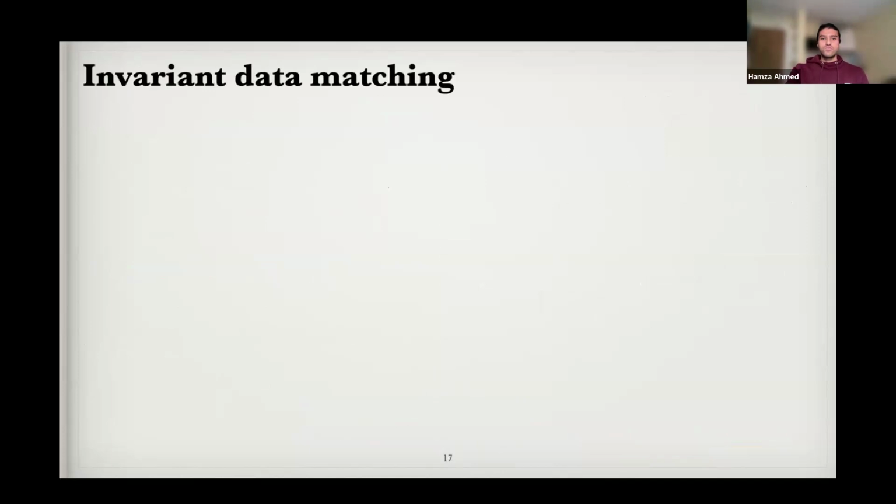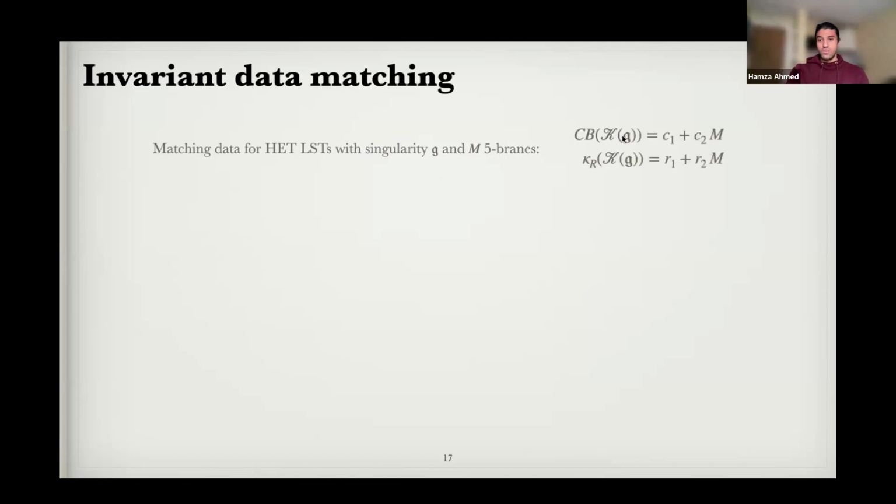So our main strategy was to use the invariant data that I just showed you as our guide to find these theories. So let's start from just any heterotic LST with some singularity G and some number of 5 branes. Call this theory K. In this case, you can show that the Coulomb branch and the kappa R both go linearly in M, which is the number of 5 branes. And these coefficients C2 and R2 are actually fixed by the singularity type. And then the C1 and R1 are essentially fixed by the flavor symmetry.